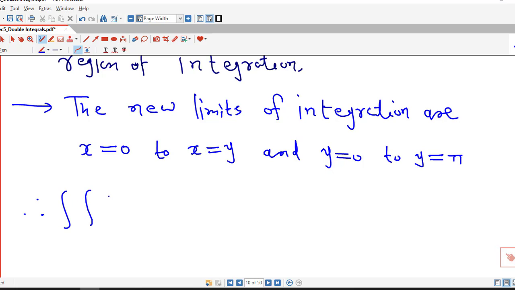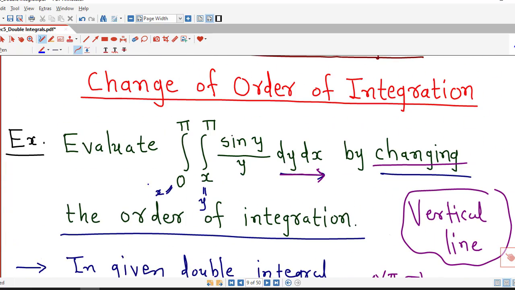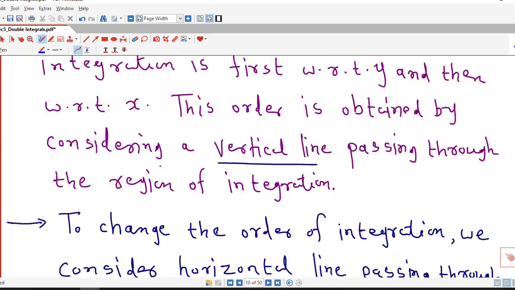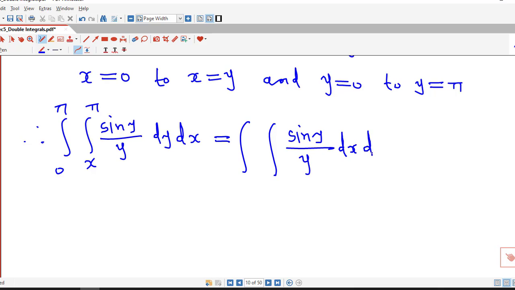The given double integral is sin y over y. The integral has the order of integration first with respect to y and then with respect to x, and limits are from x to pi and 0 to pi. And after changing the order of integration, we know that if we change the order of integration, the value of the double integral never changes.